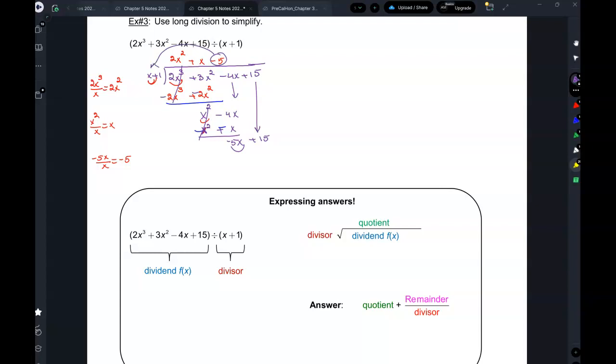I have to multiply the left with it. So negative 5 times x is negative 5x. Negative 5 times 1 is negative 5. You were right. I just wanted confirmation from others. Okay? So, changing the signs, this goes away. 15 plus 5, 20. That's my remainder. So the answer is 2x squared plus x minus 5, and then the remainder, 20 over x plus 1. Correct.